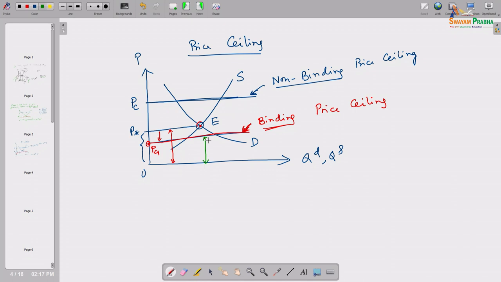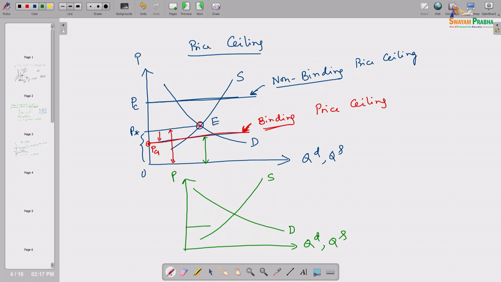Exactly the same way, when government is imposing a price floor, suppose this is the quantity, quantity demanded and quantity supplied are on the horizontal axis, price on the vertical axis. Suppose this is the market demand curve, this is the market supply curve, okay. And suppose this is the price floor F. Without any intervention in this market, this will be the equilibrium. So, this is O, this is P star, OP star will be the equilibrium price, okay.